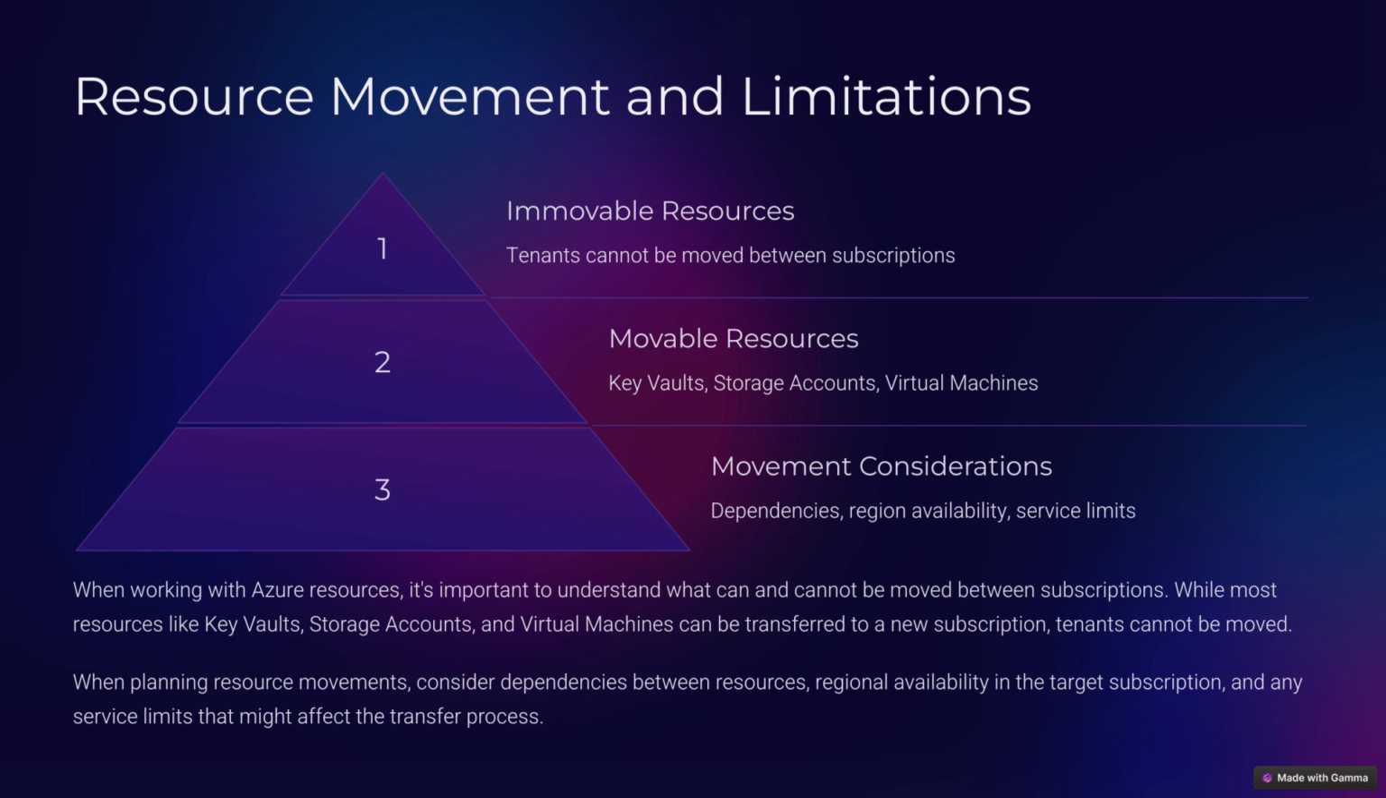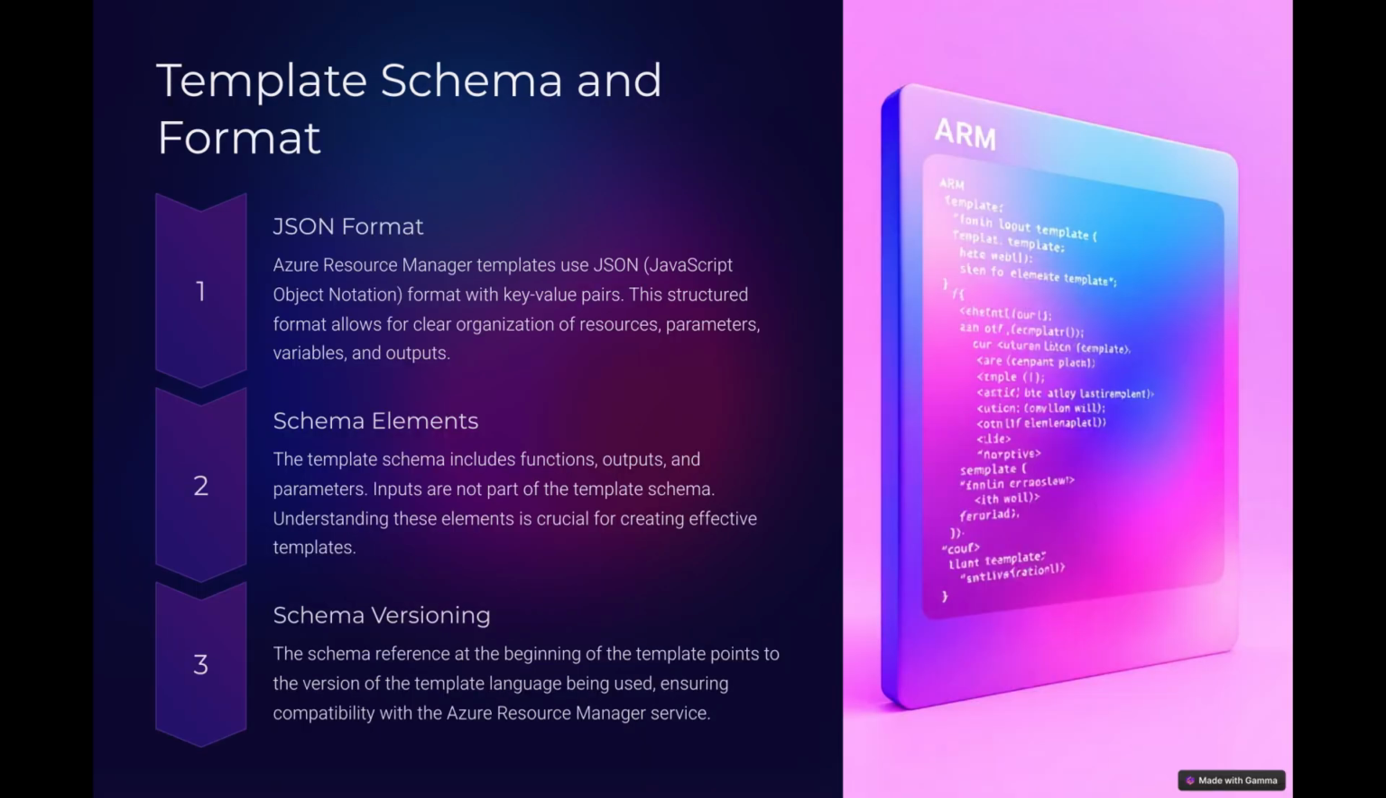Now let's get a little deeper into the structure of these templates. Okay. Slide 8. Template schema and format. So we've talked about how ARM templates use JSON format. And JSON, that's a text-based data format, uses key value pairs. And this structured format is how Azure reads and understands your template.